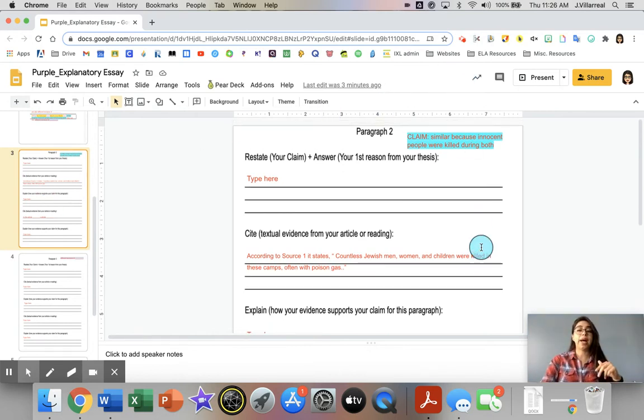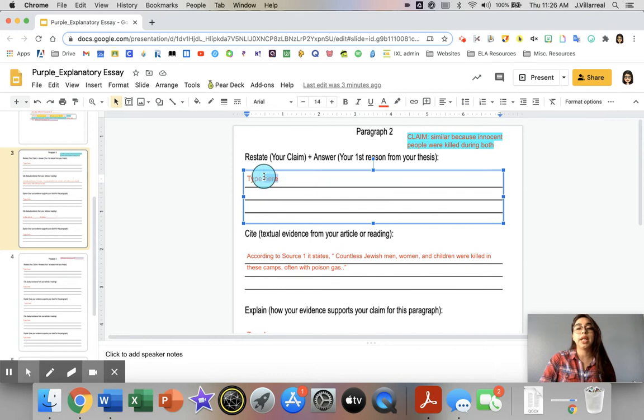And you went back and looked to make sure that that was correct. Okay, so now what you're going to do here is restate your claim. Oh, look, my claim is right there. My claim is that they're similar because innocent people were killed during both.